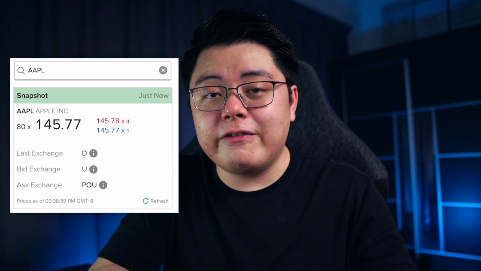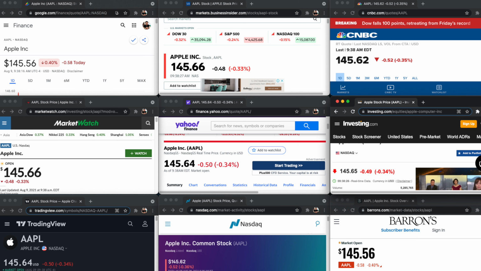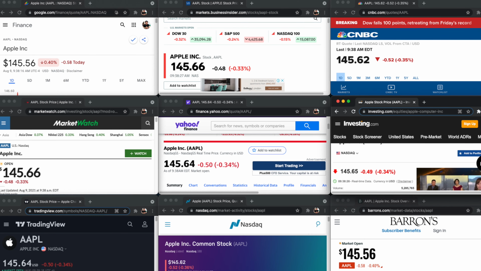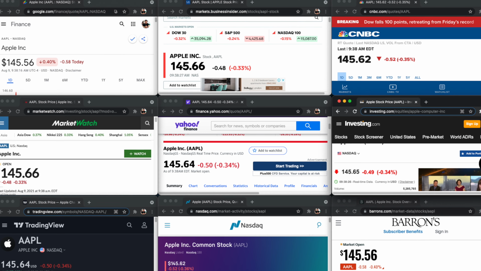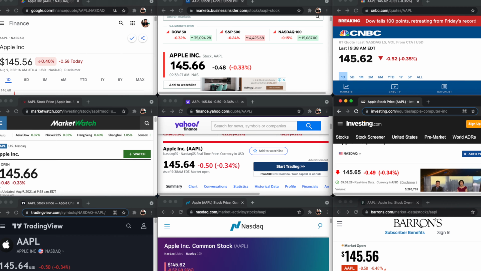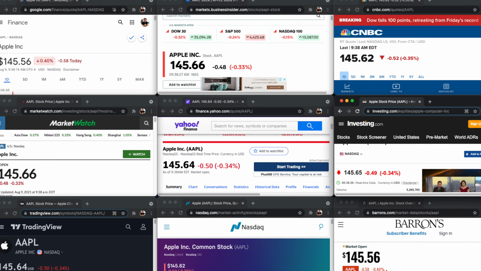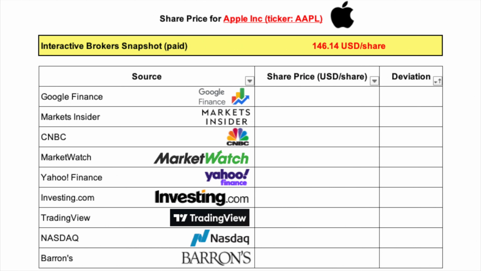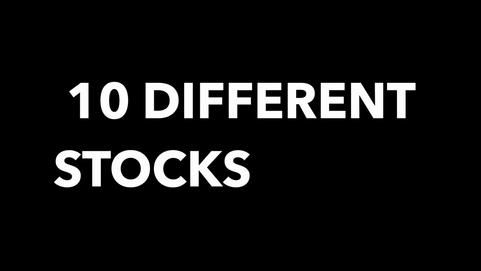So after recording the live share price data from the snapshot, I will then simultaneously refresh the 9 Chrome windows showing the share price data, and I will screenshot them so that I am able to record them down later with no time delay. And after that, I will rearrange the data and rank the 9 platforms as to which platform has the smallest deviation from the benchmark in yellow. And for the purpose of this video, I've repeated this experiment across 10 different stocks and ETFs just to get a better average of the result.